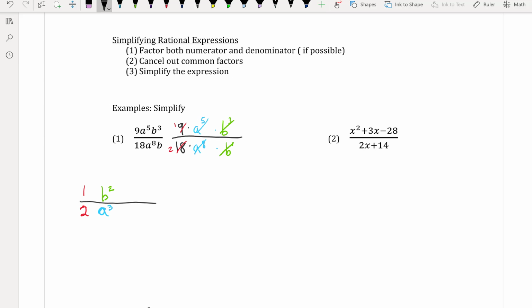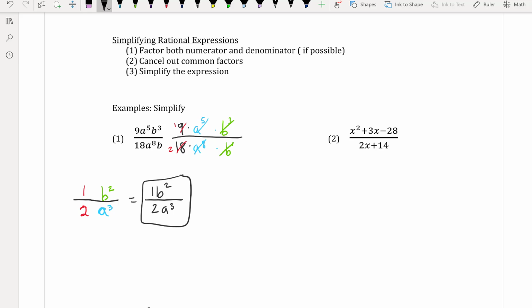So now I know exactly how this is going to reduce. So I can rewrite it as b squared over 2a to the 3rd. I could keep that 1 or not keep the 1. It's your choice. I wrote it down the first time in red so I can see my work. But when I write my final answer, I decided not to have it, or you can decide to have it. It doesn't change the value at all.